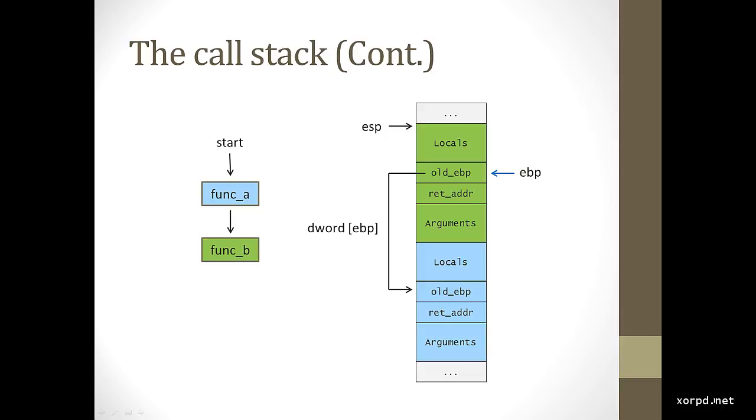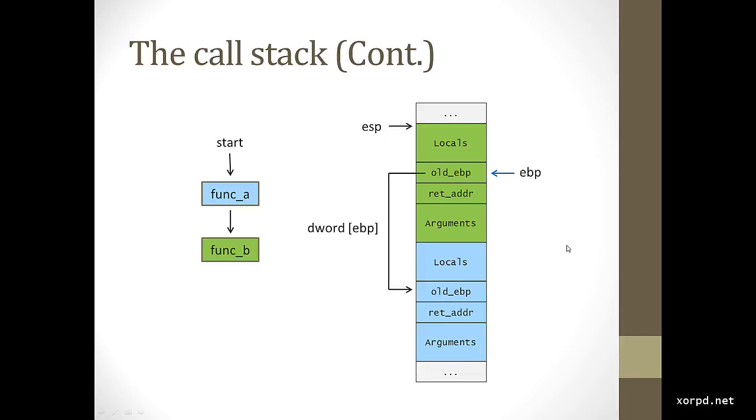Another interesting point is that old EBP, the contents of this dword on the stack, is the address of this location. Or maybe if you want, in some assembly syntax, if we take EBP and read the dword at location EBP in memory, this dword is going to be the address of this location.